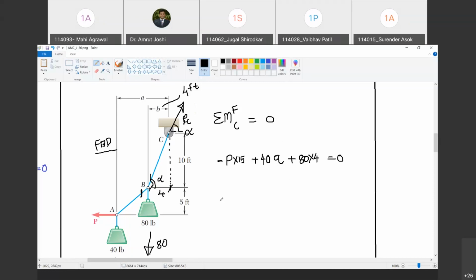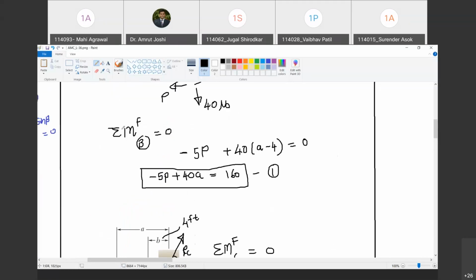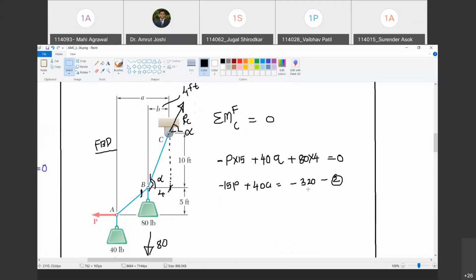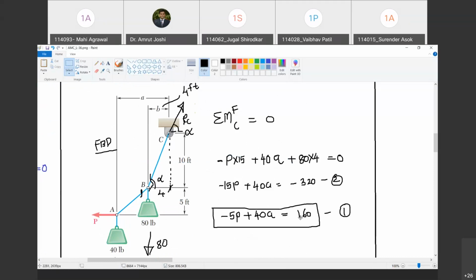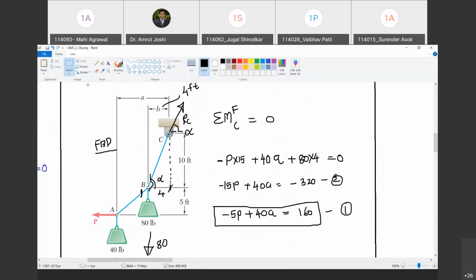So I get the next equation: minus 15P plus 40A is equal to minus 320. This is the second equation. Now let me bring the first equation down. So this is the first equation and we also have the second equation. Can you solve these two equations simultaneously to find the value of P and A? Yes, please solve it and let me know.